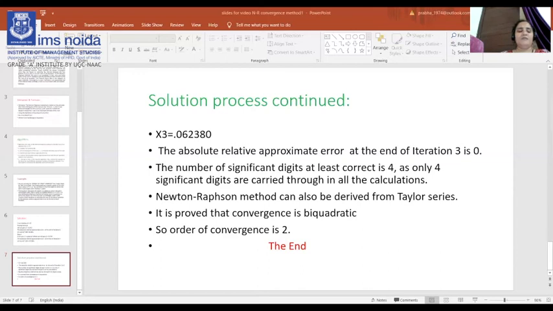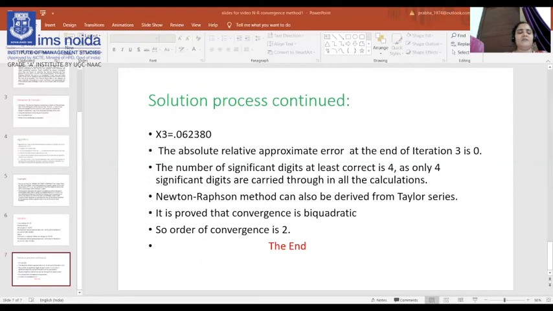So you can see example 1 is continued. Then the x3 value you are getting is 0.06238 again. And then you can see in the graph that the roots 0.06238 and 0.0624 are very close to each other.